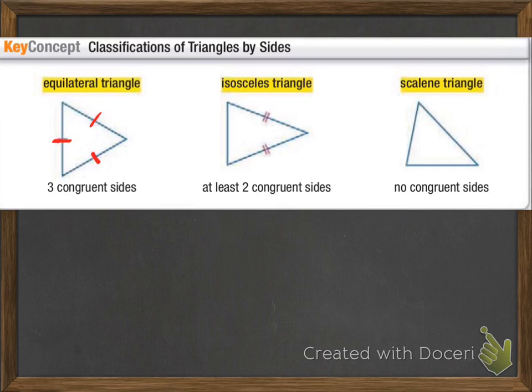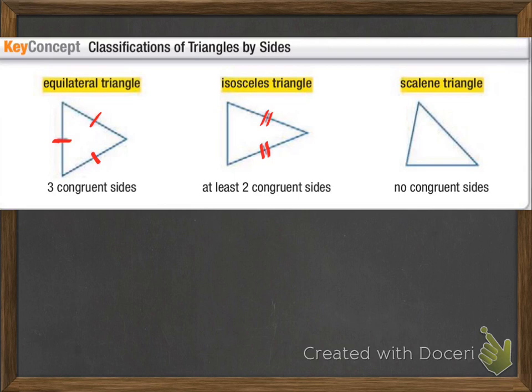Therefore, it is equilateral. An isosceles triangle will have at least two congruent sides. Right? So if you take a look, both of these sides have two tick marks. So those two sides are congruent. Since we have no tick marks over here, we can't assume anything about that side. So we know there's at least two congruent sides, so we'll call that an isosceles triangle.